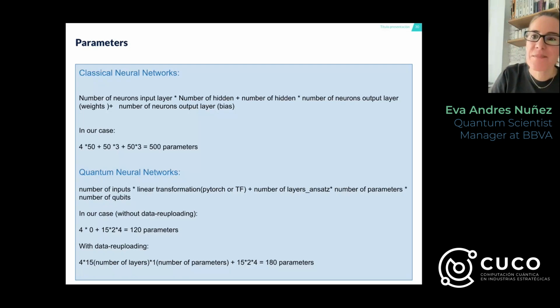Sorry, I have a question about this data re-uploading neural network. So you mean here for every layer you re-input your data every layer, right? In data reloading, yes. You input the data in here. Here is the calculation for data reloading. Yes. Then do you consider entanglement here in between different qubits?